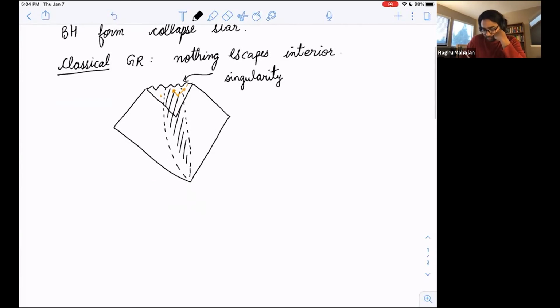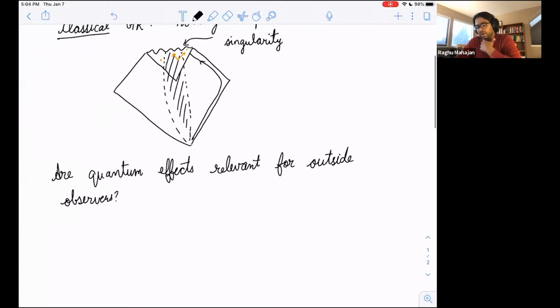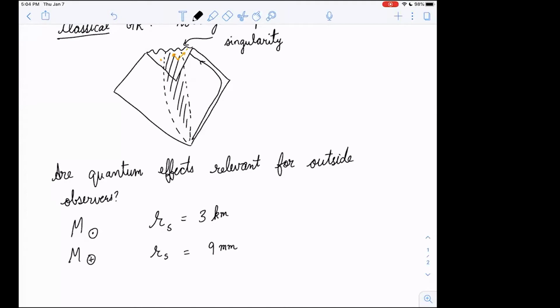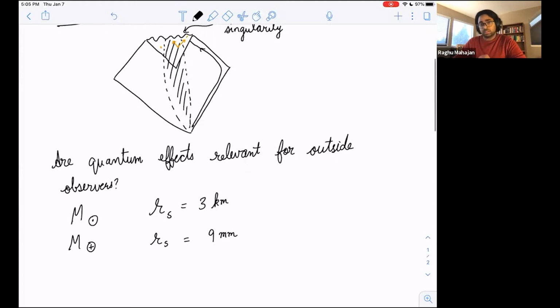So we can ask, are quantum effects relevant for outside observers? If we have a person who never falls into the black hole, hopefully someone like us, who just stays very far near infinity, is classical GR enough? And quantum effects are very small? You might think so. If we have a solar mass black hole, the Schwarzschild radius is about 3 kilometers. It's pretty big. Even for a black hole of the mass of the Earth, the Schwarzschild radius is still macroscopic, about 9 millimeters. So you might think that at the horizon there is nothing special going on. We understand everything. The infalling observer just goes through, et cetera.